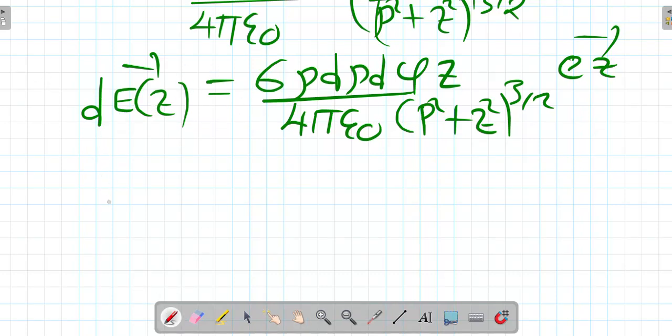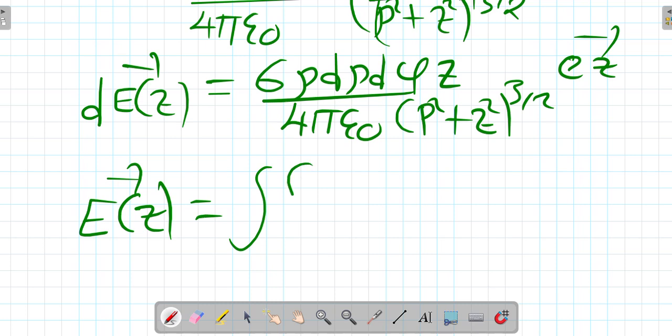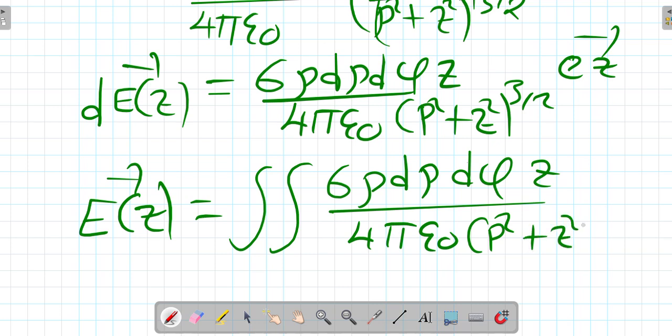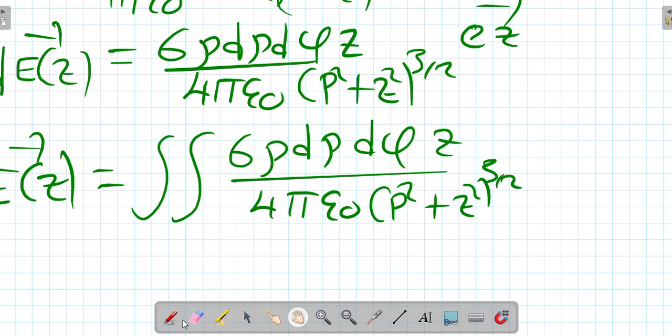So to find the total electrostatic field created by the disk, you pass on the integral. And when you are integrating on a surface, mind you, the disk is a surface, so you use two integrals. So we're going to integrate: sigma rho d rho d phi z over 4 pi epsilon 0 rho squared plus z squared to the power 3 over 2, of course in the direction of ez.